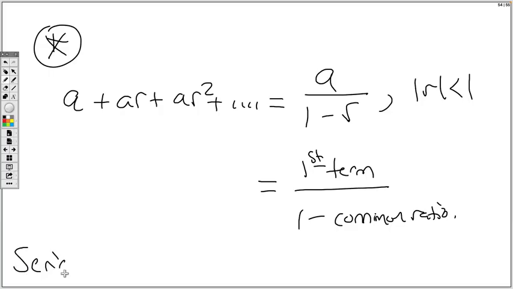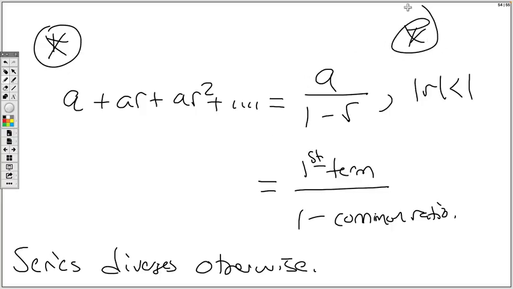And then the series diverges otherwise. Okay? Series diverges otherwise. So this is the formula you should know. You should just know it. Put it on a flashcard.